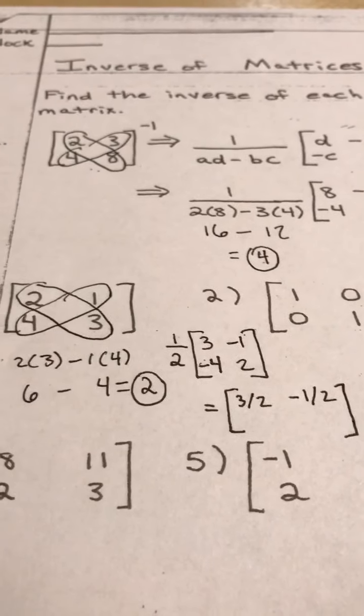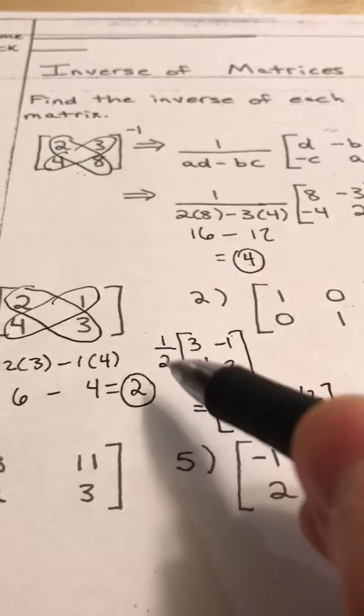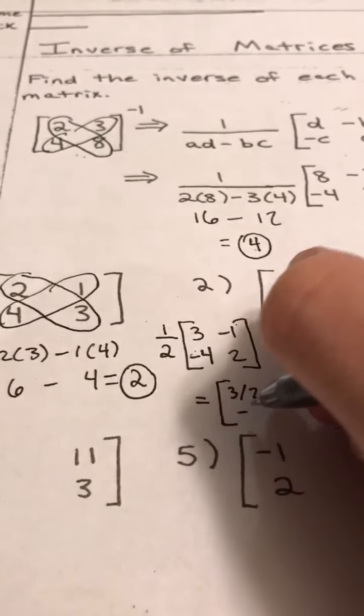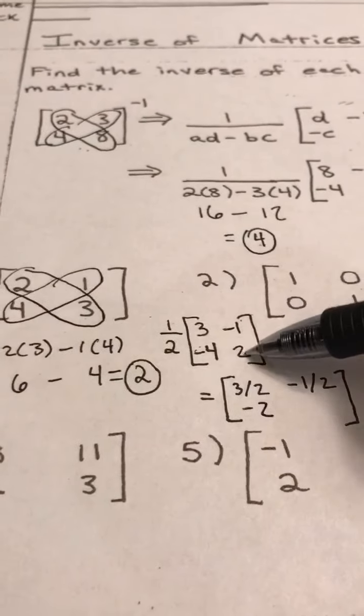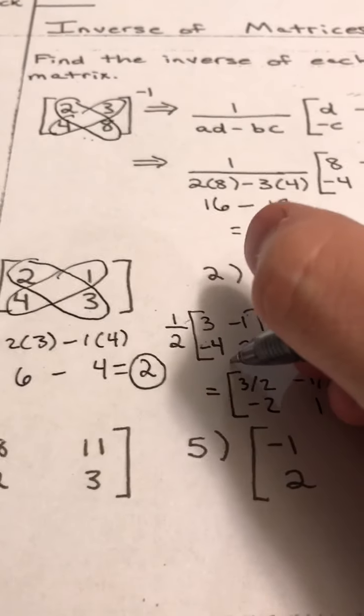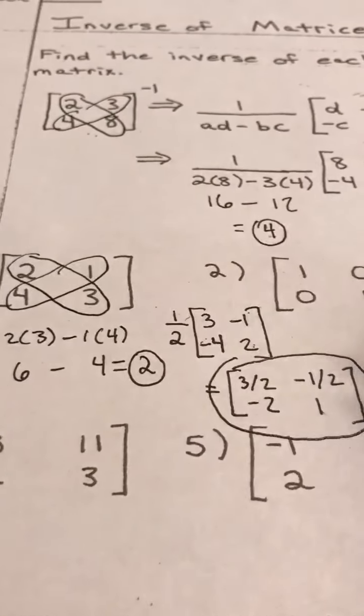Let's do the next row now. I multiply everything on the bottom row by 1/2. So negative 4 times 1/2, that's going to give me negative 2. And 2 times 1/2, that's just going to give me 1. And then I circle my answer. This is my matrix inverse.